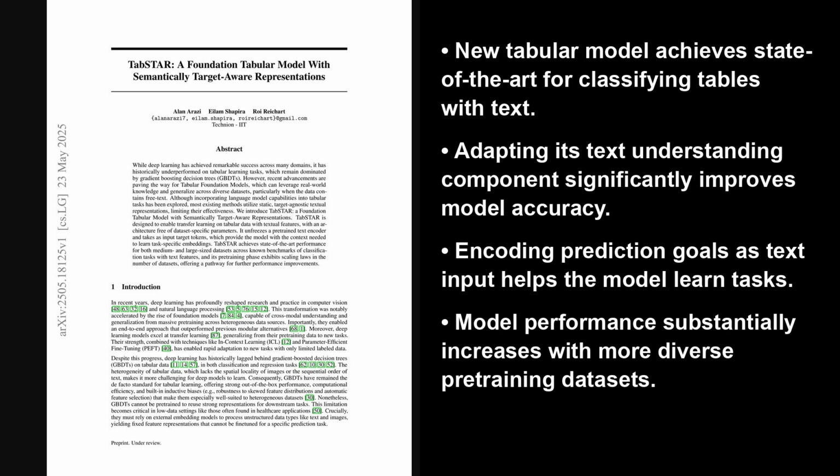We're looking at a research paper from Hugging Face's trending list, published just 3 days ago, titled TabSTAR, a foundation tabular model with semantically target-aware representations. This paper addresses how deep learning traditionally underperforms on tabular data, where gradient-boosting decision trees, which are models that combine many simple decision pathways, usually dominate. TabSTAR proposes a new Tabular Foundation Model that better handles text in tables by using what the authors call semantically target-aware representations, helping the model understand text in relation to the prediction task.